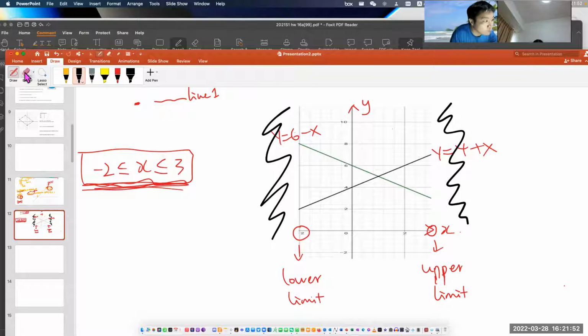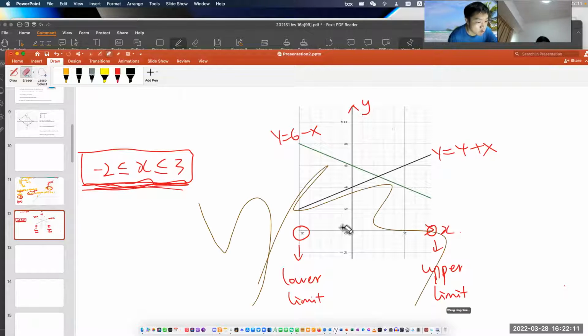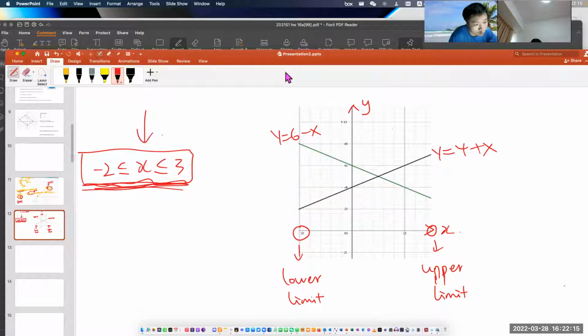Okay, so if you want to use the GeoGebra app to do this question, this is what you need to present. Are you clear? This part is what you need to present if you want to use the GeoGebra app to do this question. Because of the range in x, that's why you need to do the cropping.